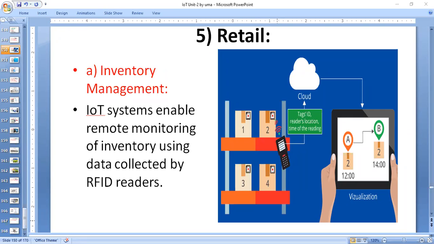For this, many IoT systems have been developed. Not only this, the RFID based inventory management system for time sensitive material is also described here. Tracking can be done using RFID readers attached to the retail stores. The IoT system enables remote monitoring of inventory using data collected by the IoT readers. That is the inventory management system in retail.